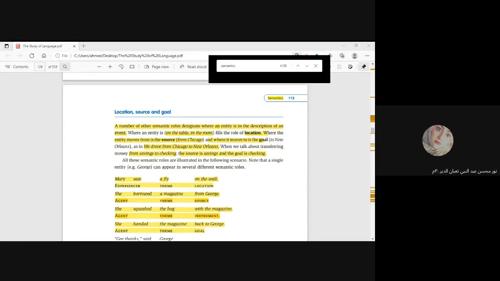Location is the semantic role of the noun phrase that identifies where an entity is. For example, the boy is sitting in the classroom: the classroom is the location. Source is the semantic role of the noun phrase that identifies where an entity moves from. For example, the boy ran from the house. The house is the source. And goal of the noun phrase identifies where an entity moves to. For example, the boy walked to the window. The window is the goal. Good. Excellent. And you used examples, I think, not from the book. This is great.